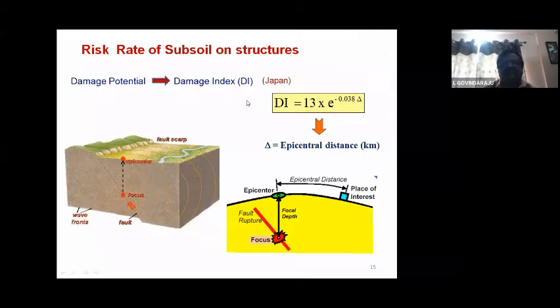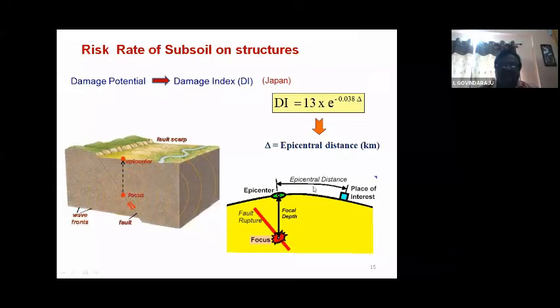The potential of damage to the built environment was assessed in terms of a damage index by the Japanese between 1920 and 1923, because not many techniques were available then to quantify the damage potential of buildings. So they developed a simple formula by statistical analysis: 13 times exponent 0.0038 times delta, where delta is nothing but the epicentral distance in kilometers.